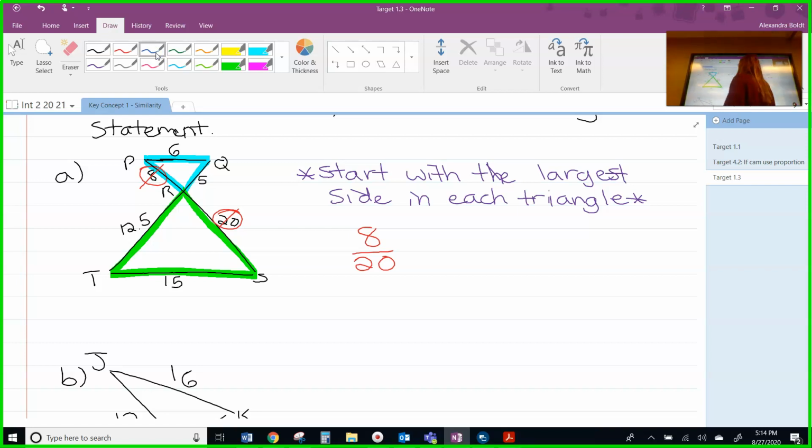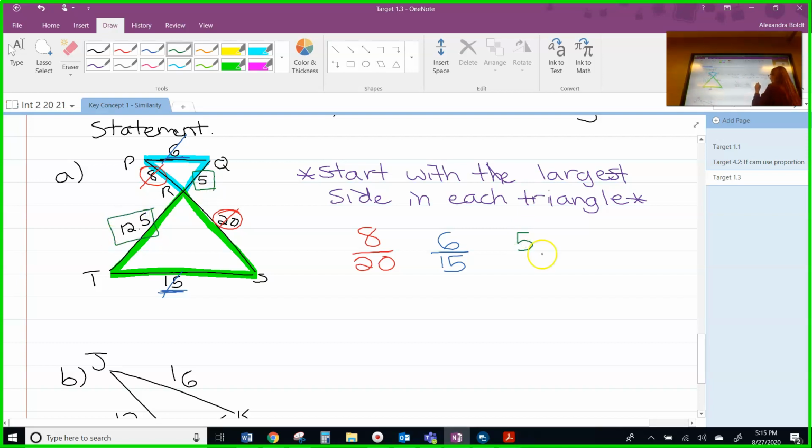Now, looking at my blue triangle, now that 8 is gone, my largest number is 6. And now on the bottom, my largest number is 15. And those are gone. Now, my largest and only number is 5. And my largest number down here is 12.5.